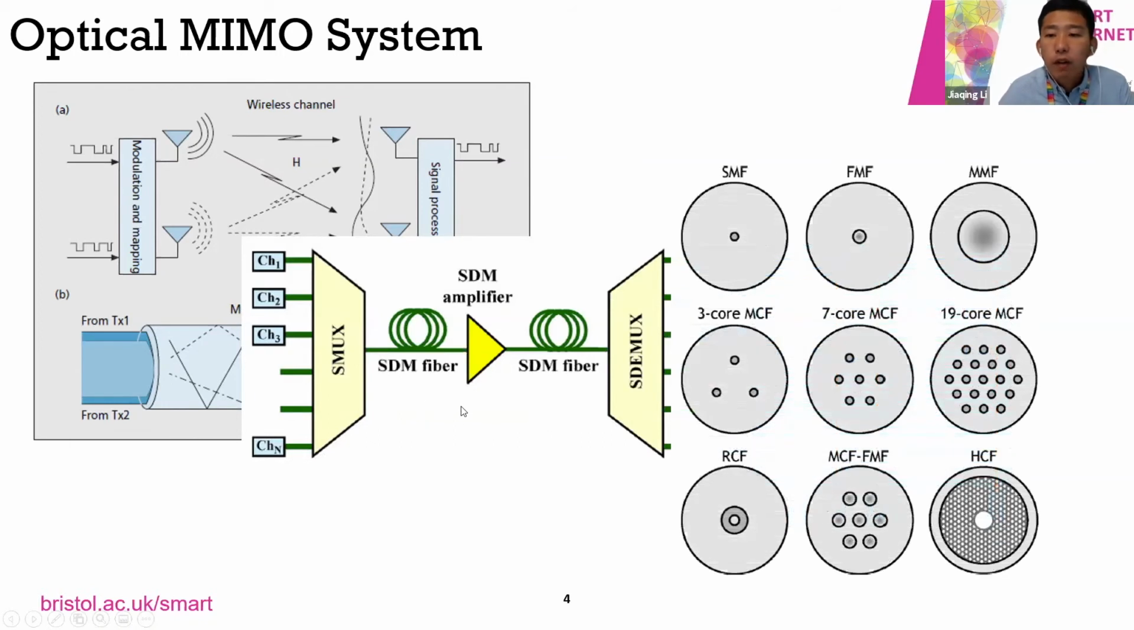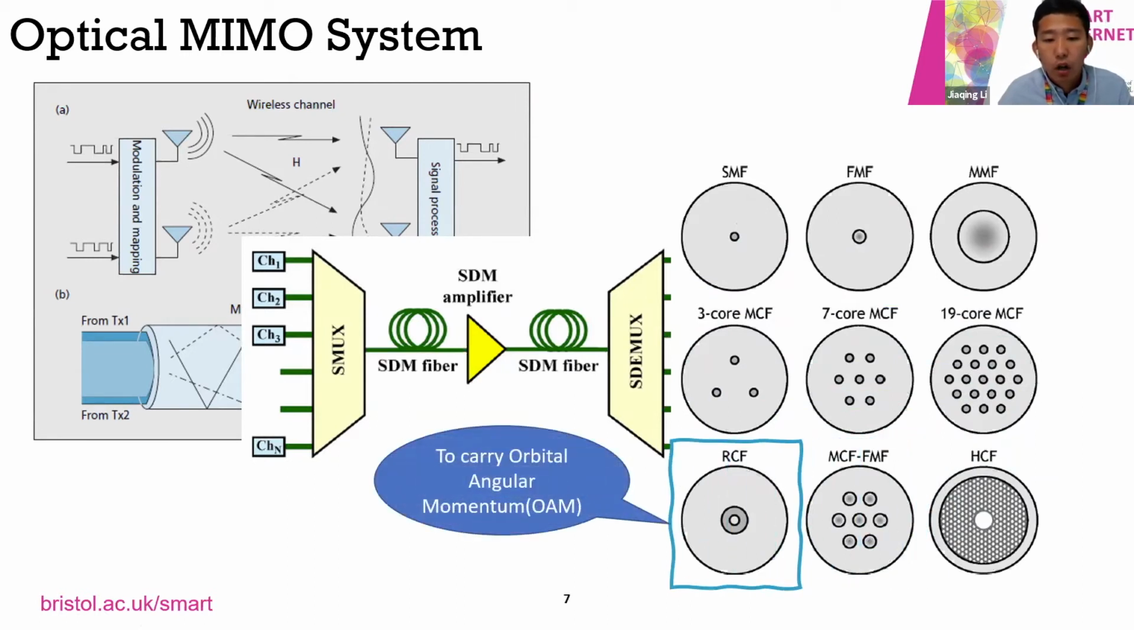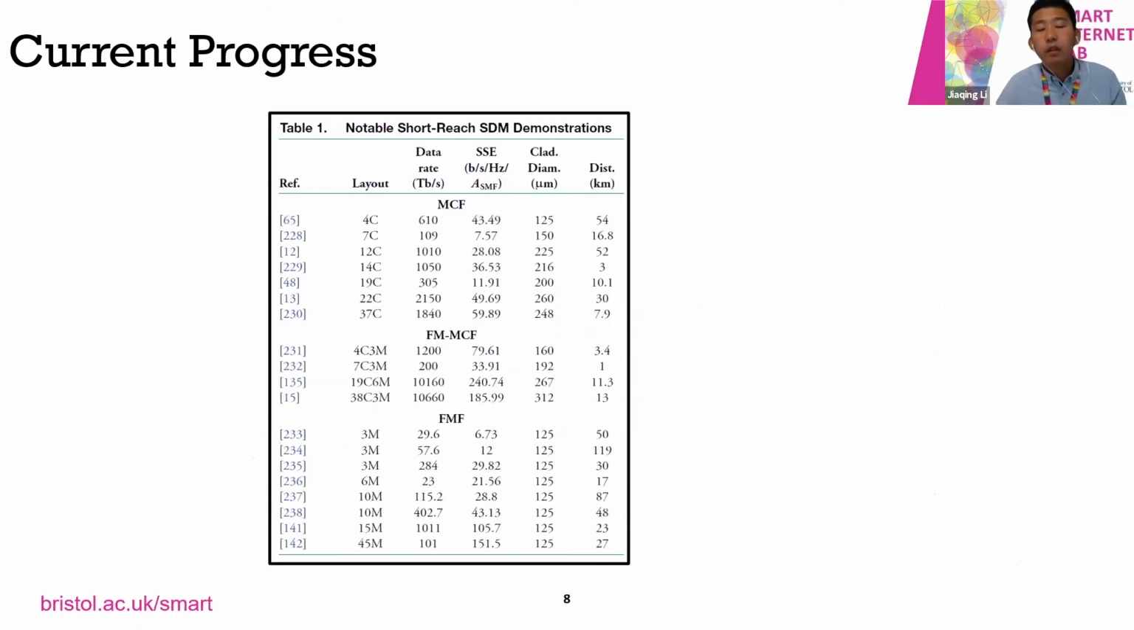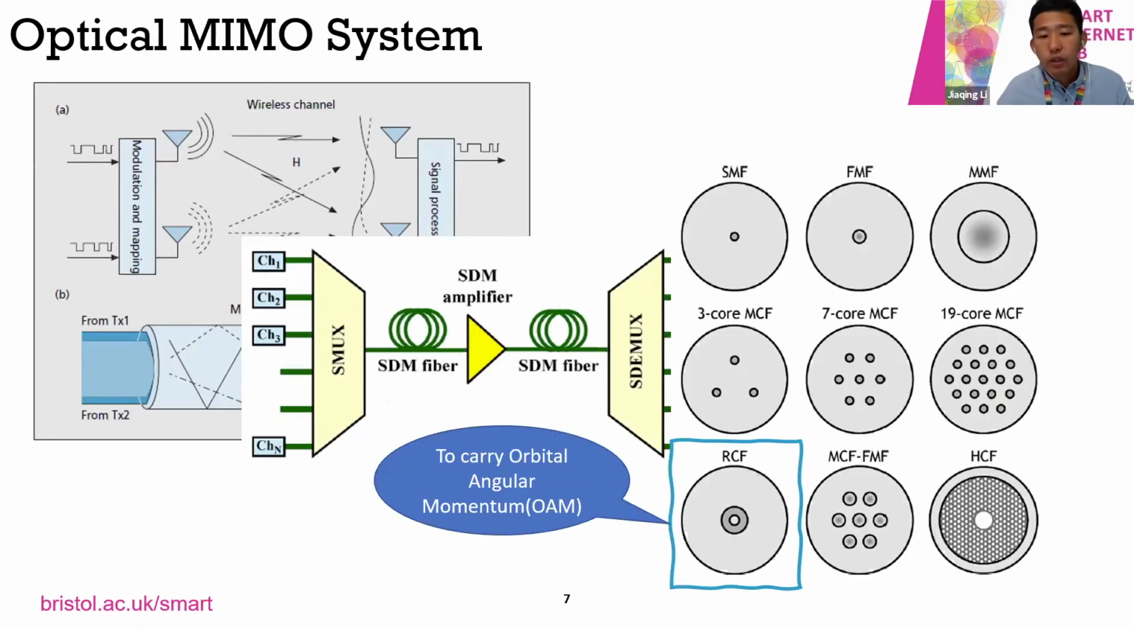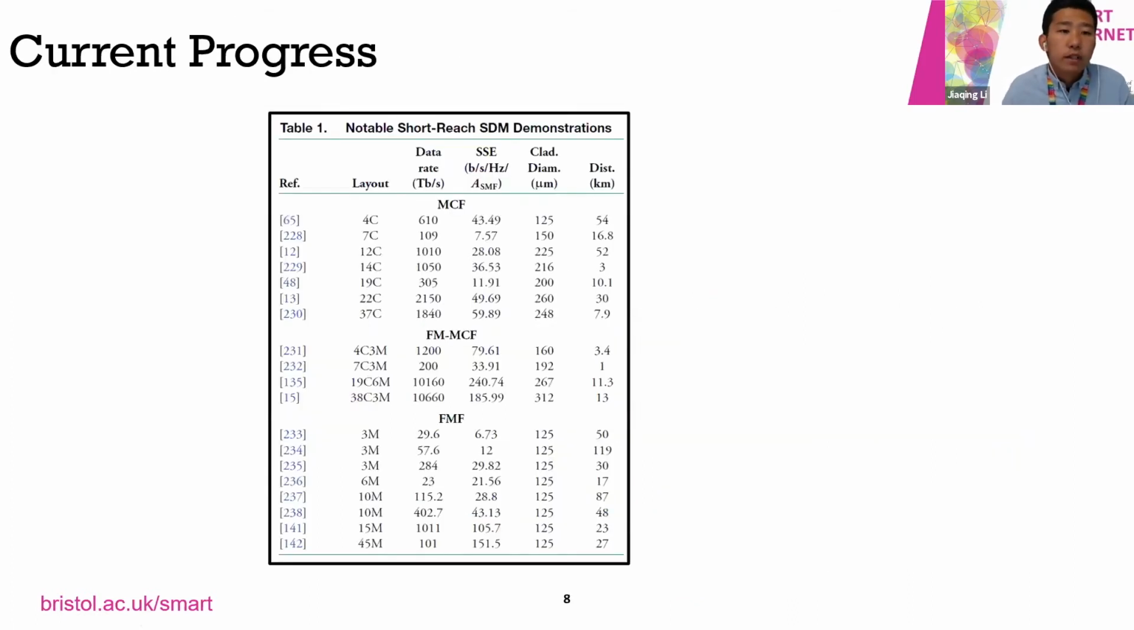In the optical fiber, we have the few-mode fiber or multimode fiber, the multi-core fiber, the multi-core few-mode fiber, and the ring core fiber to carry the orbital angular momentum OAM signal as well. For now, we know the optical MIMO system, and here we summarize some current progress in the SDM transmission systems.